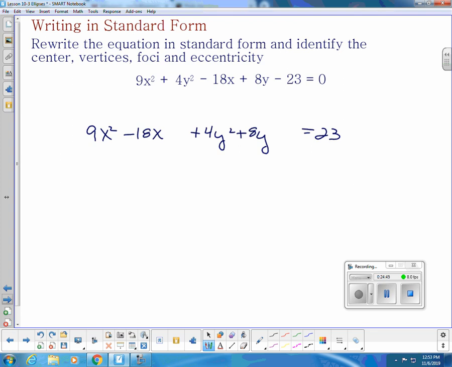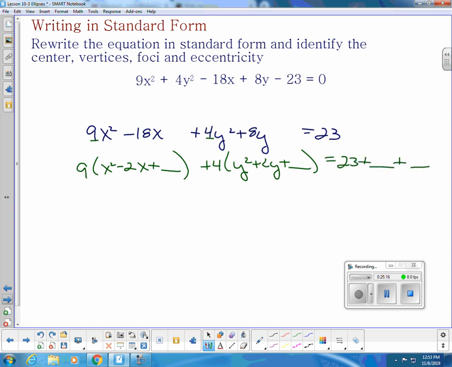So, just like with the parabola, you are going to factor out these coefficients that are with my squares. So I have to factor out the 9. And you're going to figure out what am I going to add to make it a perfect square trinomial. And then I have to factor out the 4 over here with the y's. And again, I'm going to add something to make a perfect square trinomial. And you still have to add something to the other side as well. 2 times. And then what do we add?